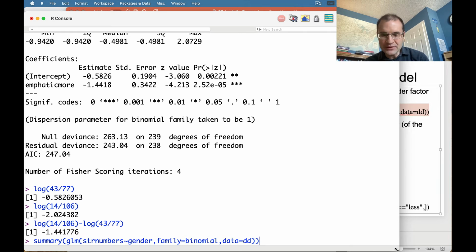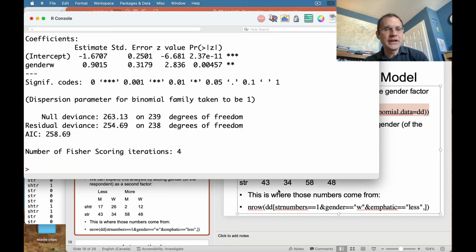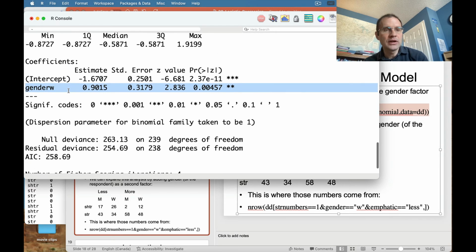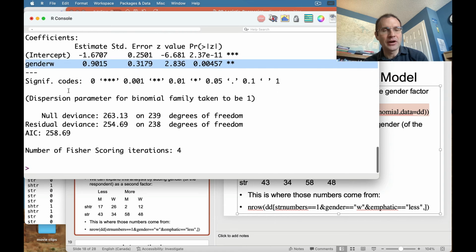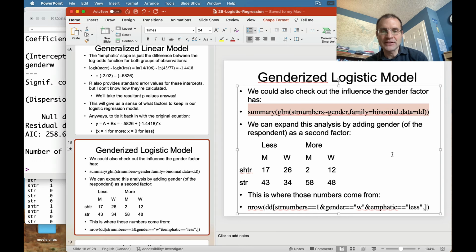Maybe I'll move this up a bit so you can see it better. So we're looking at the STRA numbers as our dependent measure, and then gender alone as our independent factor. And if we run that, it looks like we get a significant result where gender does make a difference here. Where do these numbers come from? I'm not going to walk through all the math again. I'll just say this is significant as a factor.